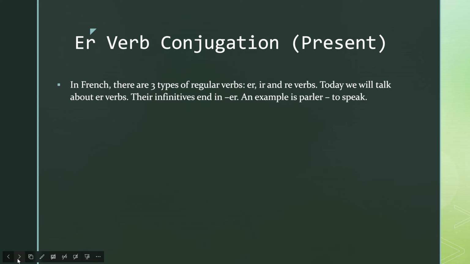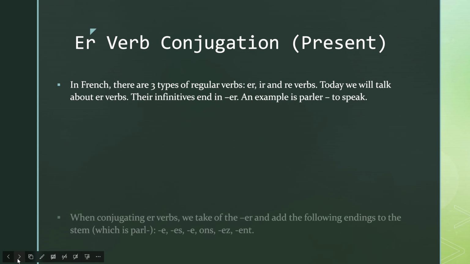So you might be wondering, what is conjugation? A conjugation is sort of like subject-verb agreement, where the verb has to change according to the subject or pronoun. An example of an ER verb, a very common one actually, is parler, which means to speak.